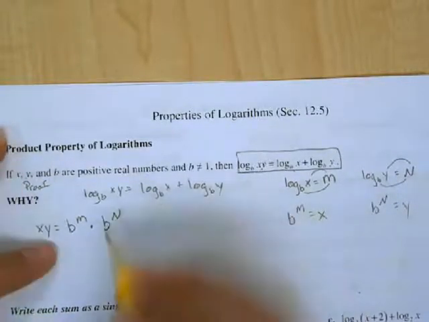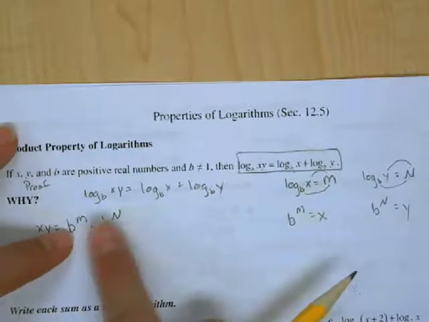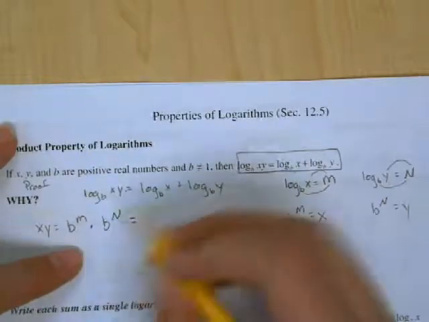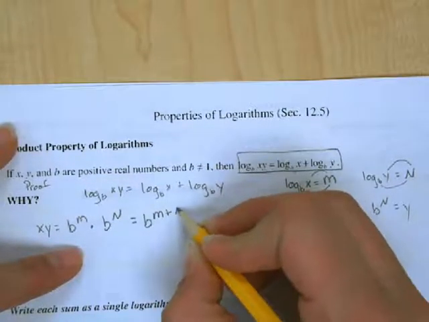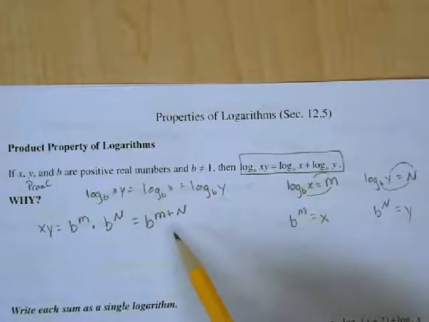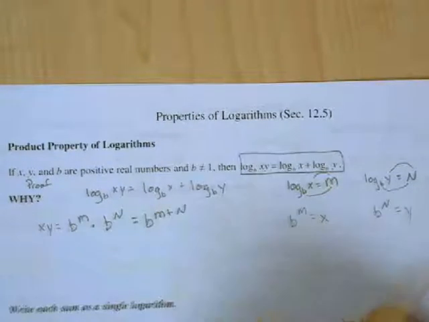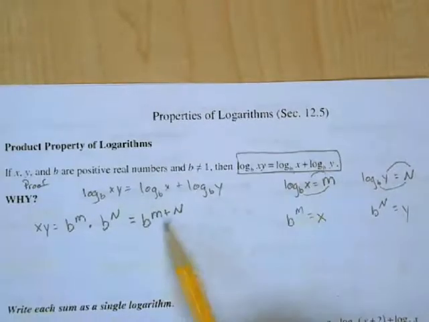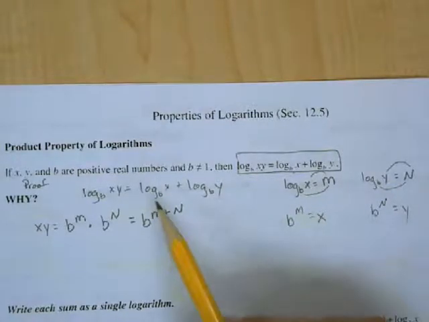Well, what happens when I multiply bases? When I multiply bases, I add exponents. This is one of those exponential properties that we covered last semester, or last nine weeks. So b to the m plus n. So when I multiply bases, I add their exponents. That right there is how I get a plus with logarithms. Because remember, when you talk about logarithms, you're talking about the exponents. That's what a logarithm is. Logarithms are equal to exponents.